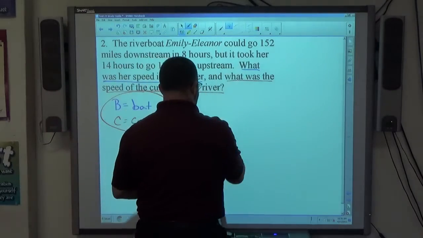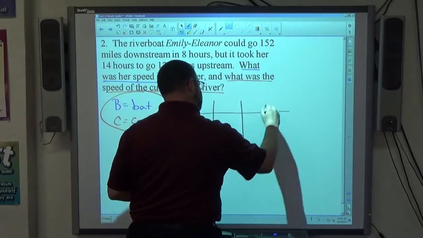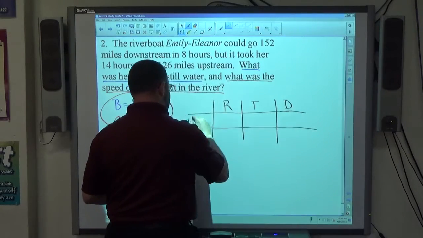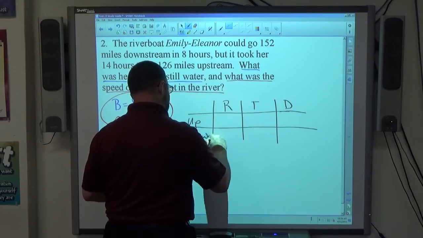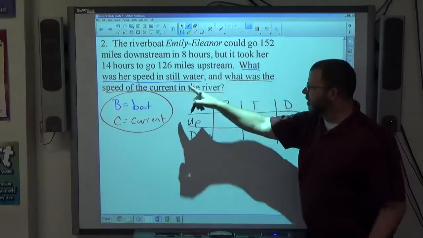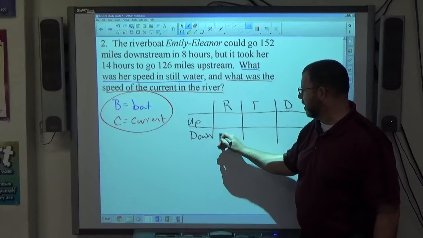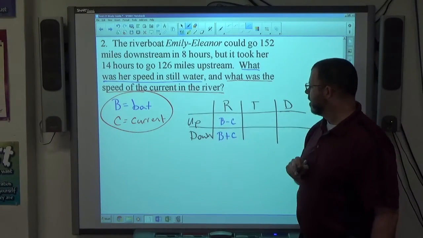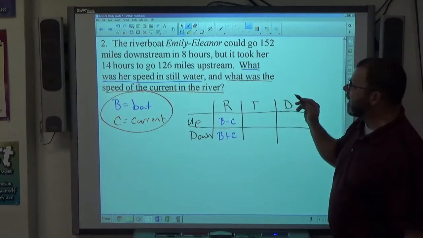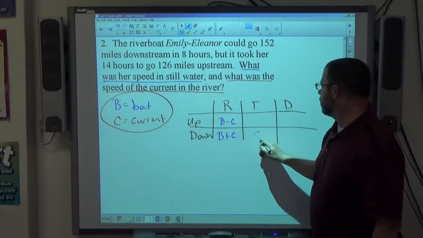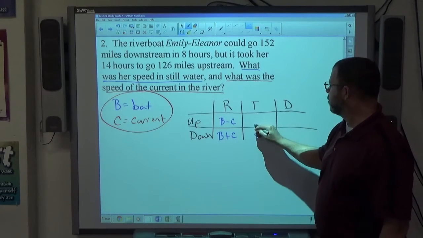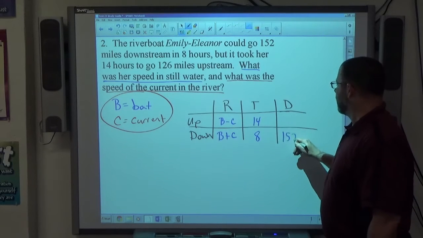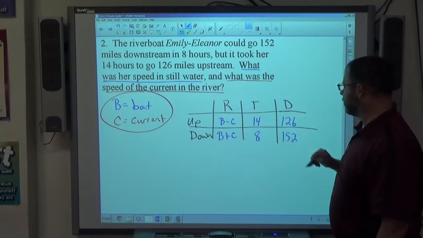And then we create this rate time distance chart with upstream and downstream as our categories. The rates are always boat plus current for downstream and boat minus current for upstream. We happen to know exact amount of time. The downstream time is 8 hours and the upstream time is 14 hours. We know the exact distances. 152 miles is the downstream distance and 126 miles is the upstream distance.